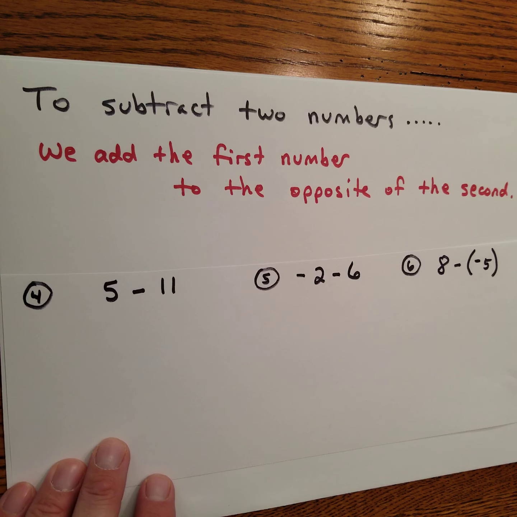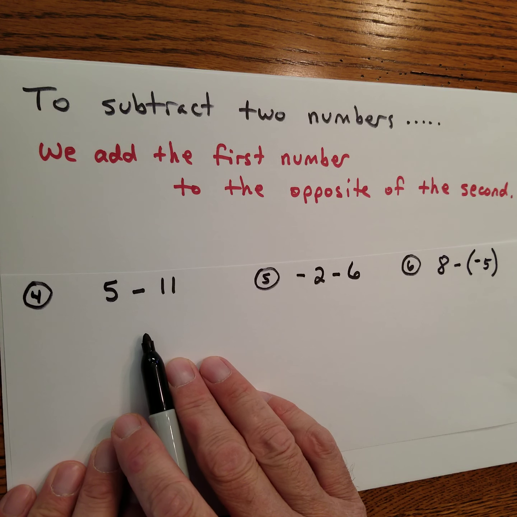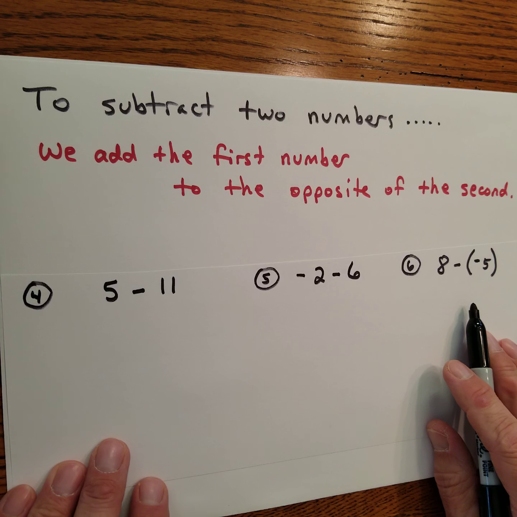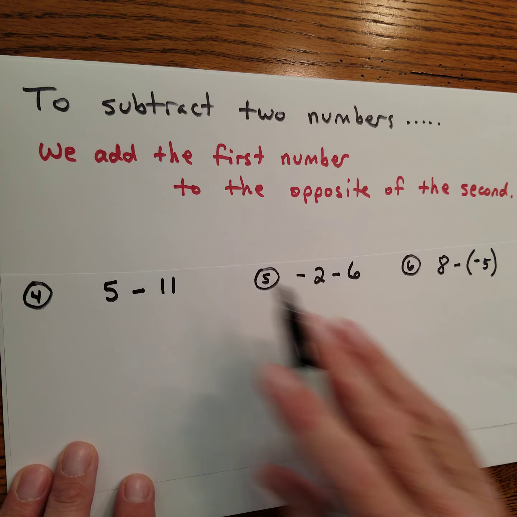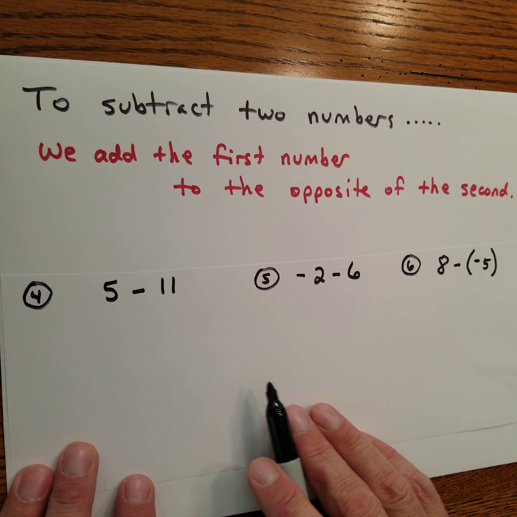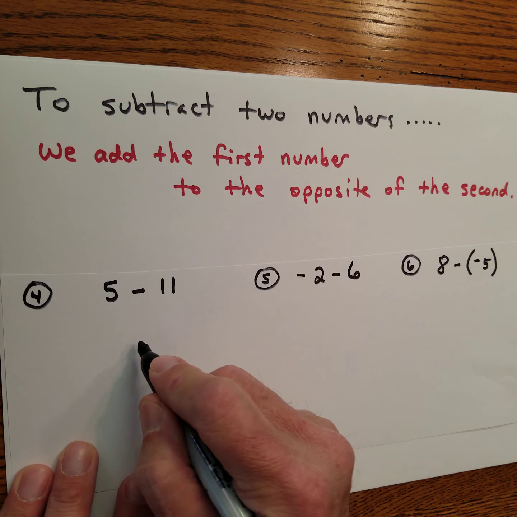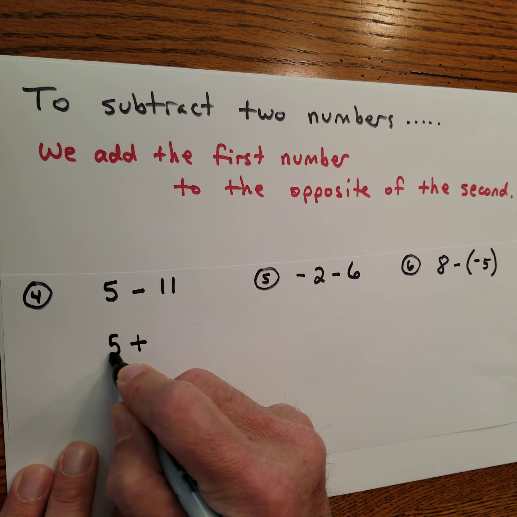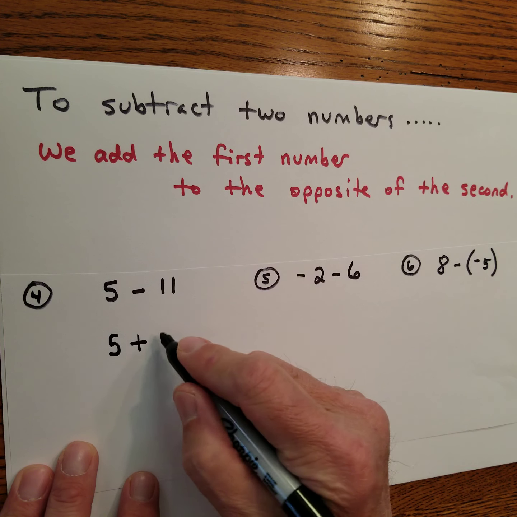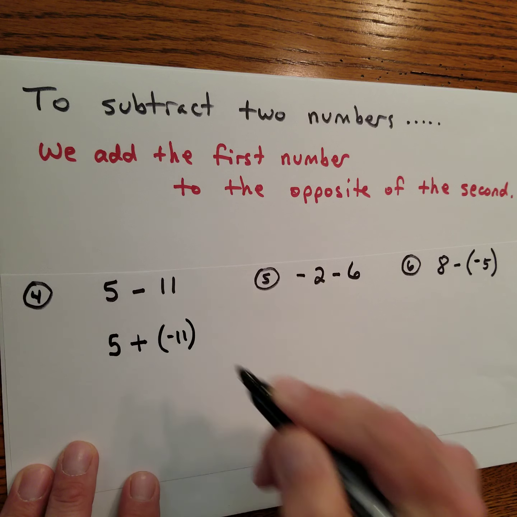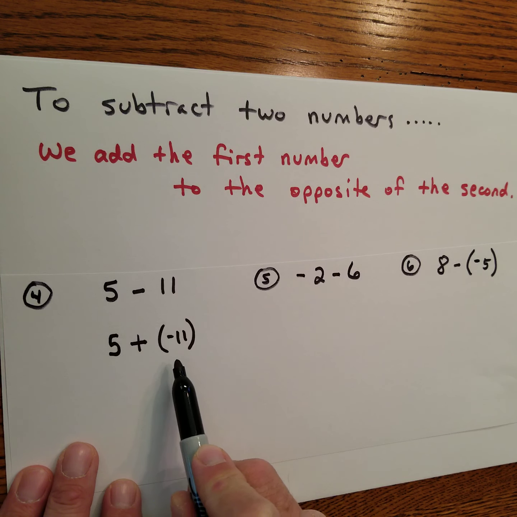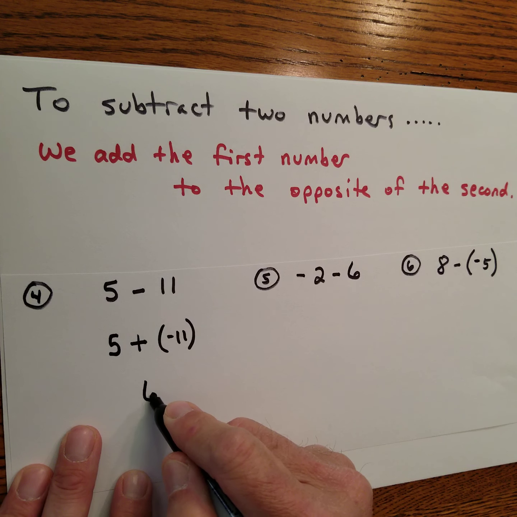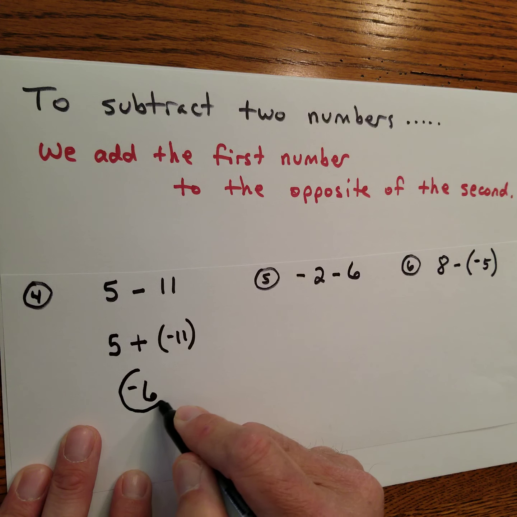See how these keep getting a little more complex as we go? I can do 5 minus 11 in my head. Can I do 8 minus negative 5 in my head? Maybe. Let's try using our rule. When we see subtraction, we change it to addition of the first number and the opposite of the second number. Now when we add, if we have a positive and a negative, we actually subtract and take the sign off the larger number.